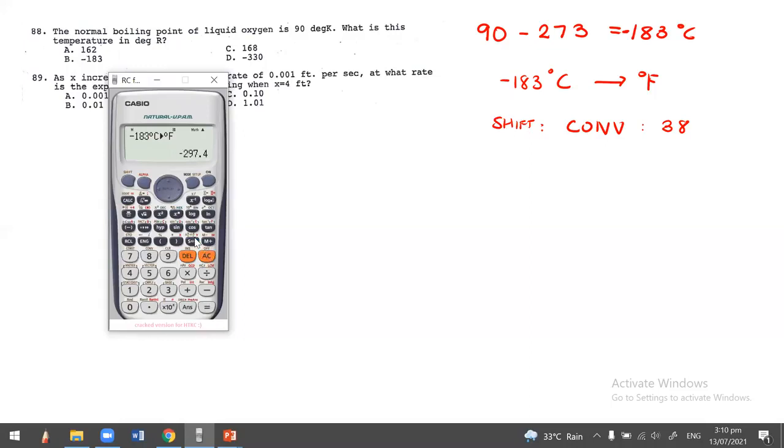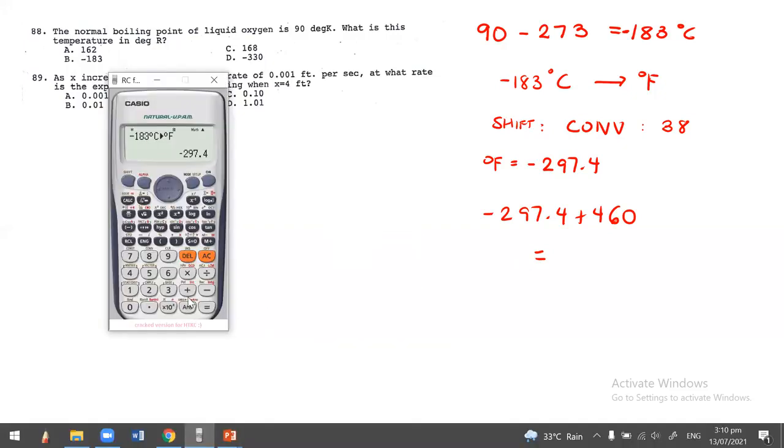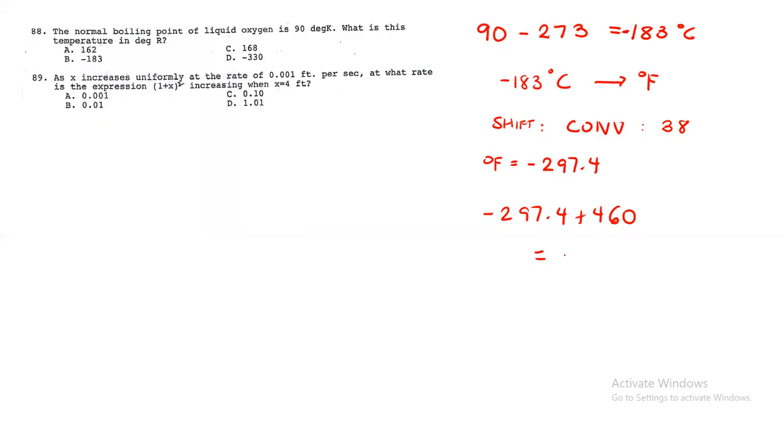So ang sagot dito is negative 297.4. So degree Fahrenheit natin dito is negative 297.4. So para makuha natin yung degree Rankine, so negative 297.4 plus 460 is equal to, so plus 460 natin. So 162.6 degree Rankine. So the answer is letter A.